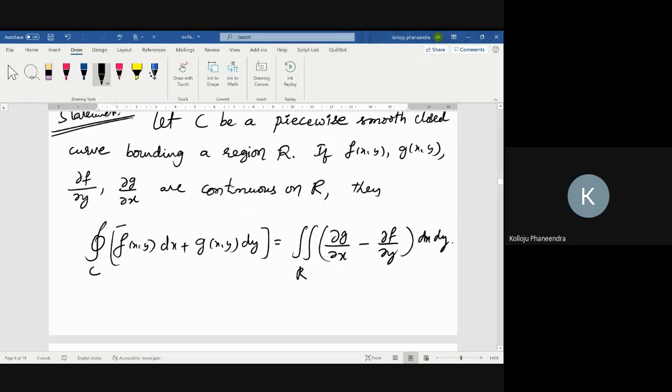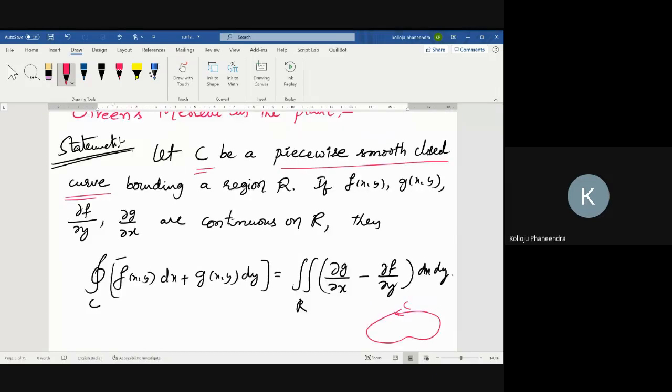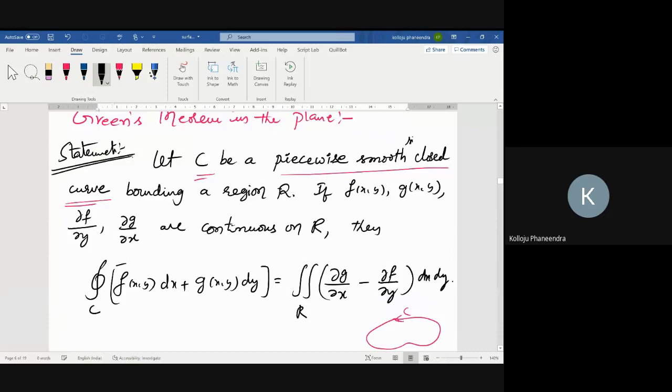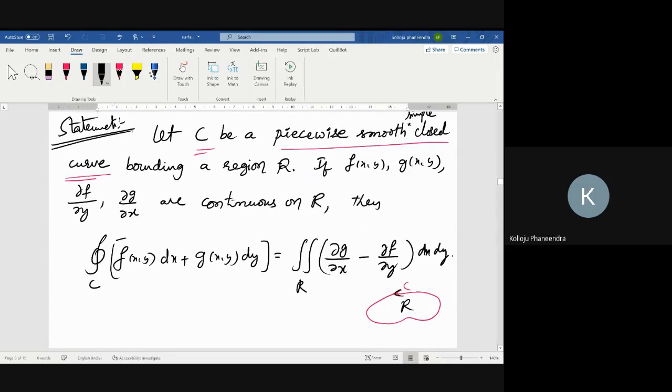See the statement. Curve C is a piecewise smooth closed curve, meaning piecewise continuous, and it is enclosing a region R. Remember, it must be a simple closed curve. What is meant by a simple closed curve? One which does not intersect itself like this. It must be continuous. And this is the reason R is bounded by the closed curve C.